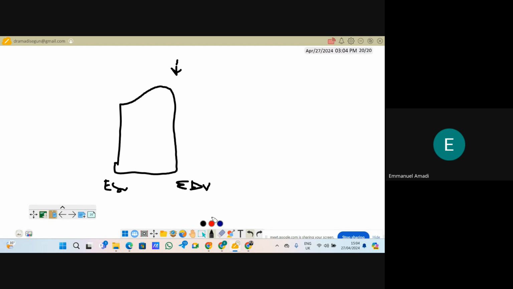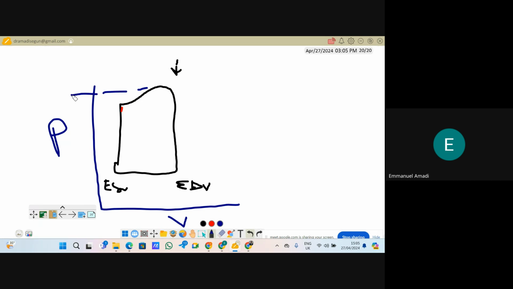For example, if I give a patient normal saline, what will normal saline do? Okay, before we go into that, let me add something more so that we don't get confused. This is volume. This is pressure. So this part of this graph is talking about pressure, while this part of this graph is talking about volume. So the horizontal is talking about volume. The vertical is talking about pressure.